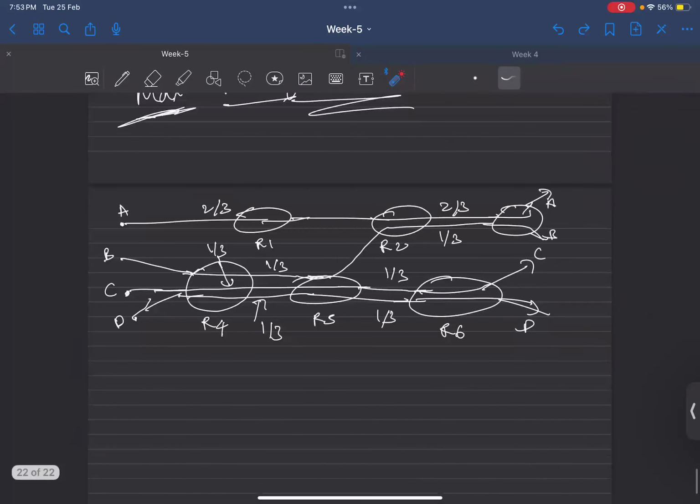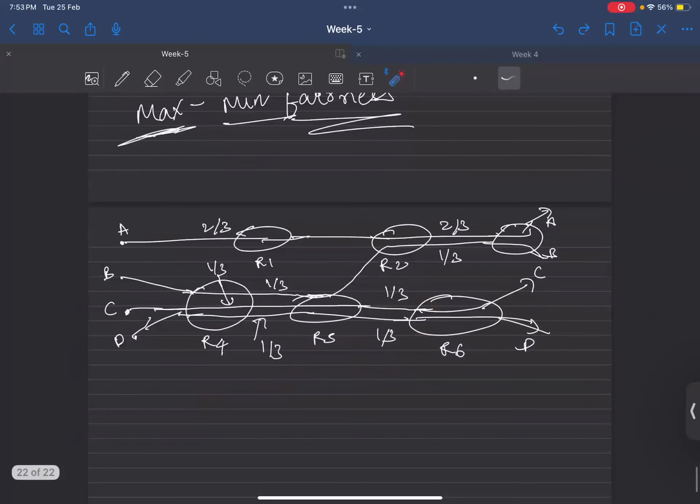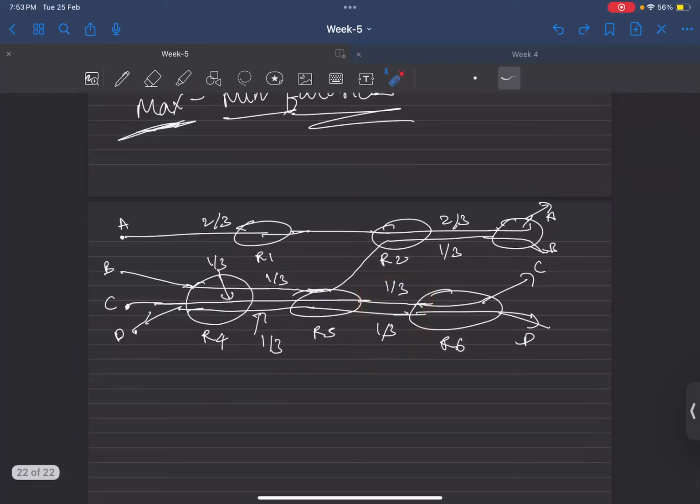Here the total capacity is used 1 by 3rd, 1 by 3rd, 1 by 3rd. Here again the total capacity is not used basically. So if I want to increase one by some proportion, I have to decrease this one which was going up by some proportion in order to increase these links. So that is basically maximum fairness: the bandwidth given to one flow cannot be increased without decreasing the bandwidth given to another flow.